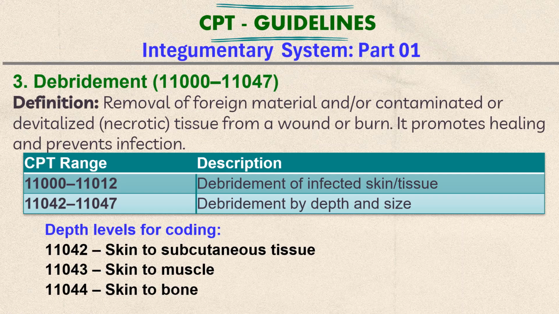Third topic is debridement. Debridement is removal of foreign material or contaminated or devitalized, that is necrotic, tissue from a wound or burn. It promotes healing and prevents infection. The code ranges are 11,000 to 11,012 for debridement of infected skin or tissue. 11,042 to 11,047 is debridement by depth and size. When you look at the depth level of coding, 11,042 is skin to subcutaneous tissue, 11,043 is skin to muscle, 11,044 is skin to bone.